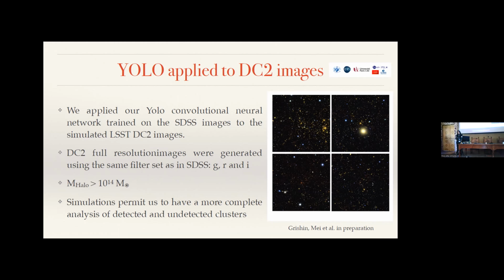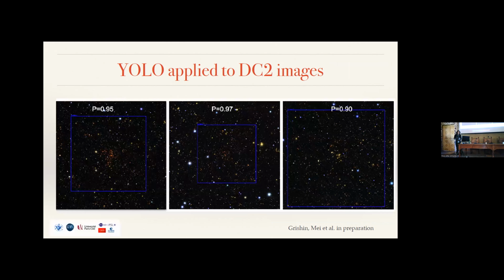And what is interesting about the simulations is that while before we had the clusters from redMaPPer, which also has its own biases and completeness and purity estimates, in this case we know exactly which ones are the halos, and we can make a better analysis of the clusters that are detected and undetected. So these are first results.